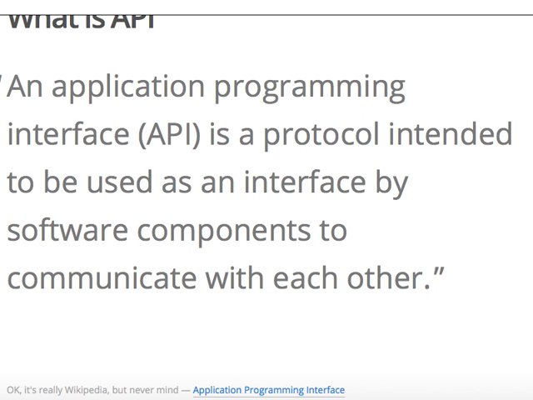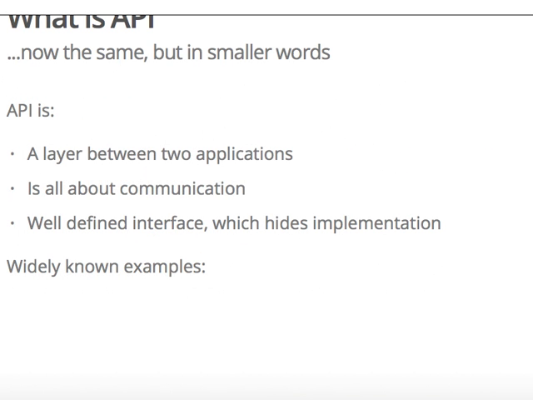It's from Wikipedia, really. So, the application programming interface is a protocol intended to be used as an interface by software components to communicate to each other. It all sounds really great. Now let's try to rephrase it in plain English.